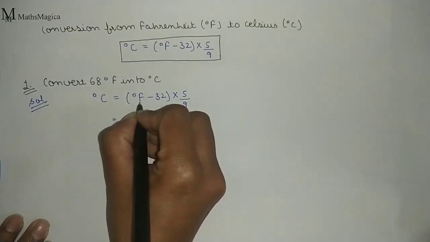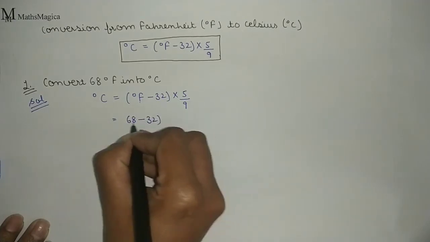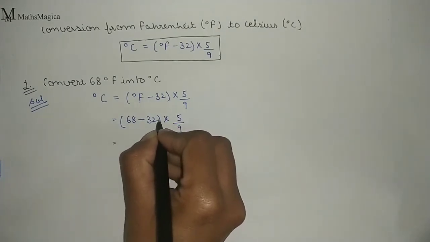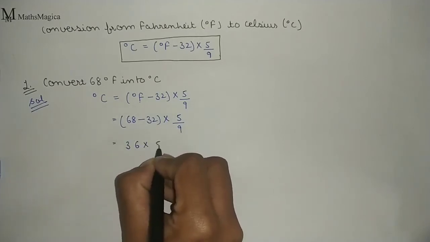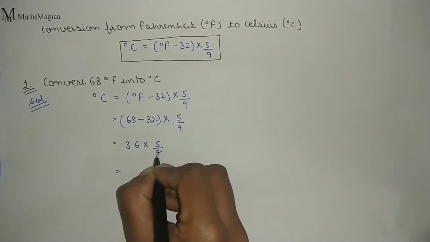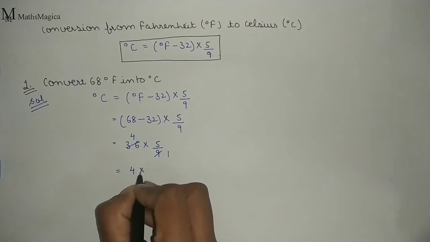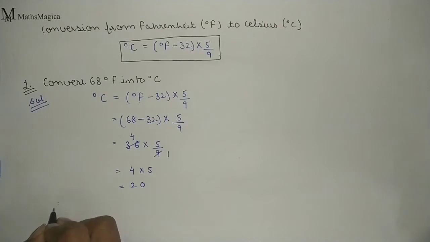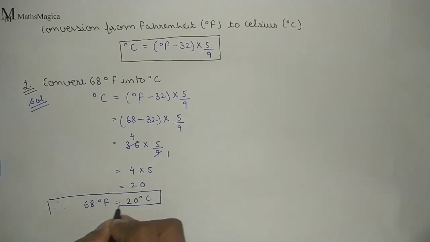Put the value of degree Fahrenheit, 68. 68 minus 32, multiplied by 5 by 9. 8 minus 2 is 6. 6 minus 3 is 3. Multiply with 5 by 9. Now simplify. 9 ones are 9. 9 fours are 36. 4 multiplied by 5 is 20. Therefore, 68 degree Fahrenheit is equal to 20 degree Celsius. This is your required answer.